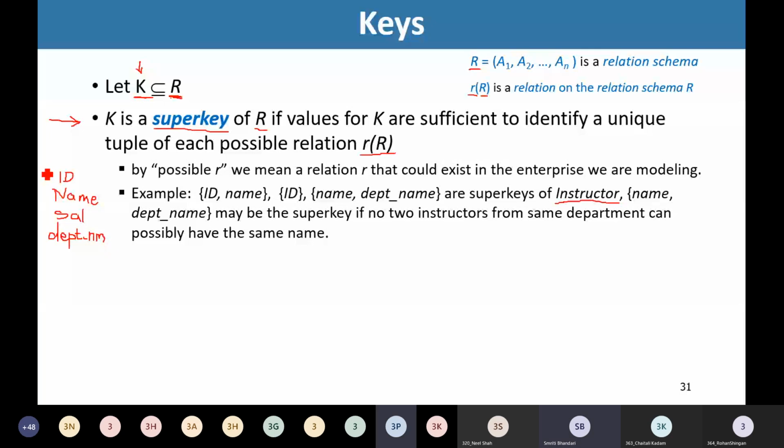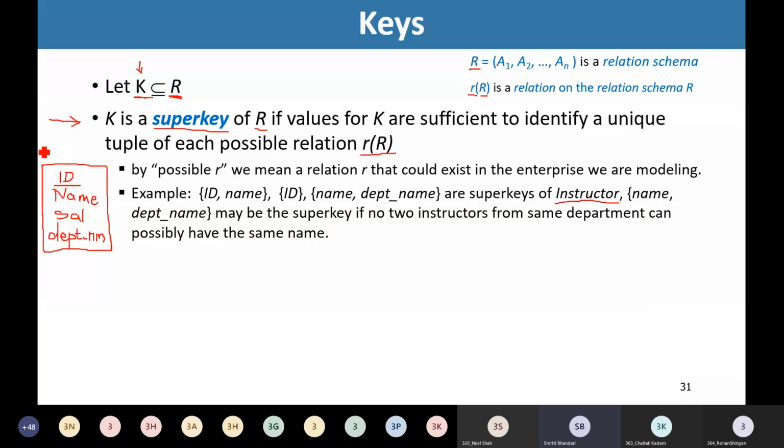Do you remember our relation schema? Yes, ma'am. The attributes of our relation instructor are these four attributes, right? And in our relation model, we have denoted that ID is the primary key. So we are going to discuss now what the different keys are, and why we are saying this ID is the primary key.